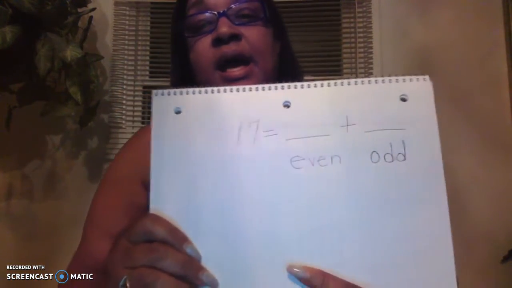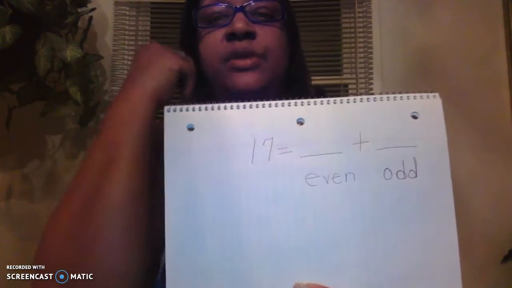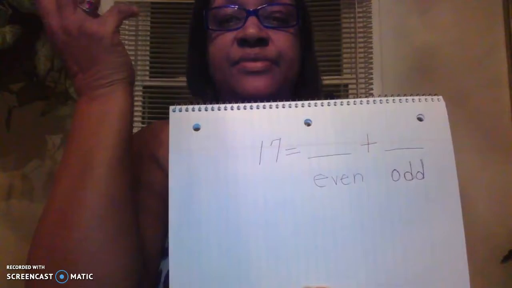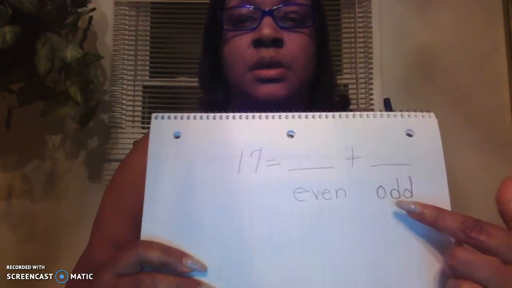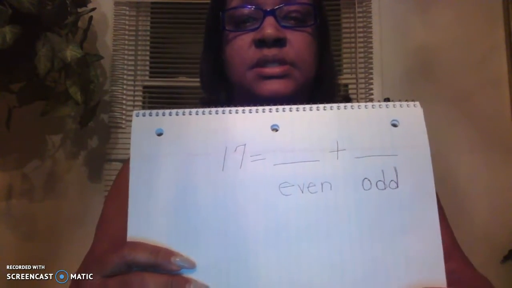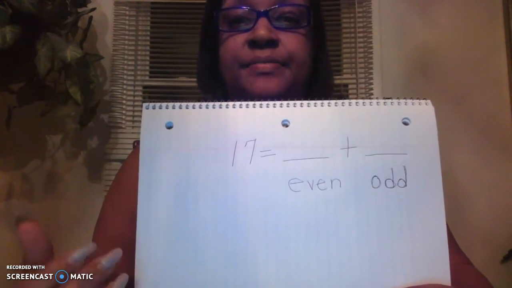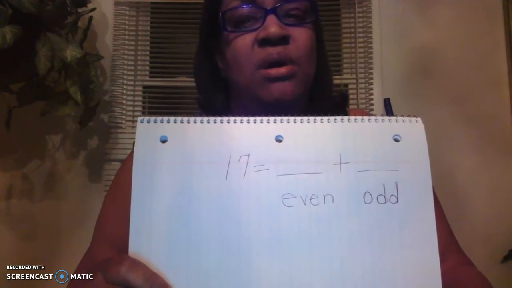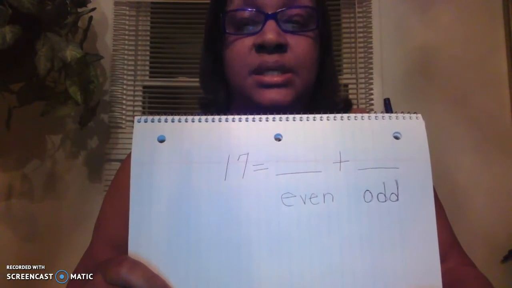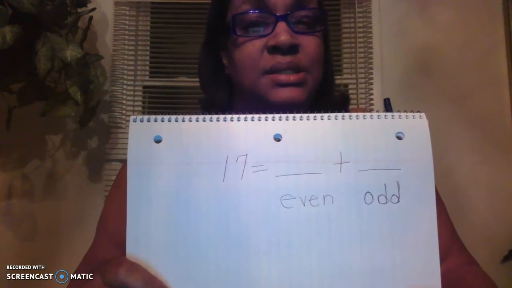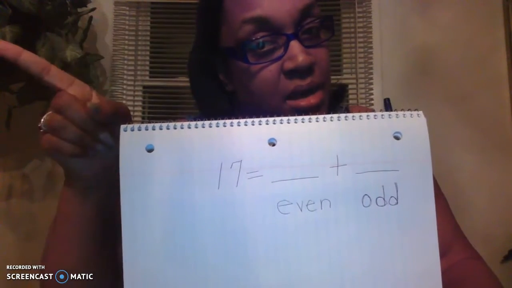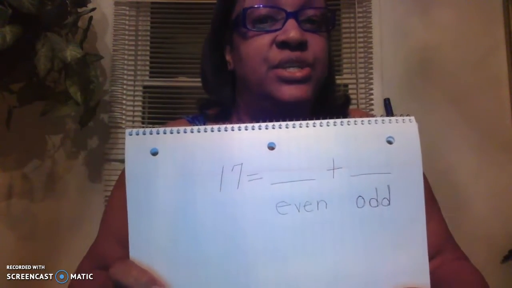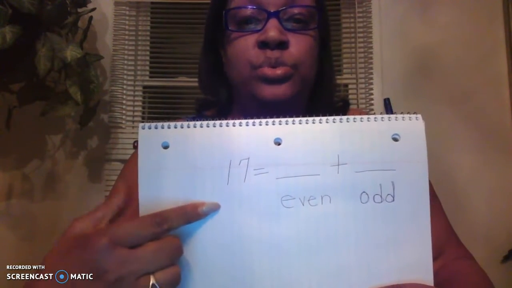Hello, class. We had an activity for week 4 that was trying to find out if a number was even or odd. So the problem was 17 equals blank plus blank, and under it you had even and odd. Now I see that some of you are having difficulty with this concept, but I also saw that some of y'all were thinking outside the box too. So I do know that you have the ability to come up with an equation that equals this number.